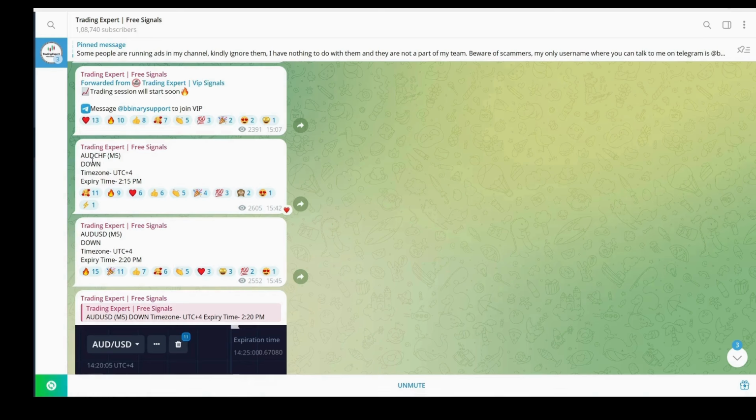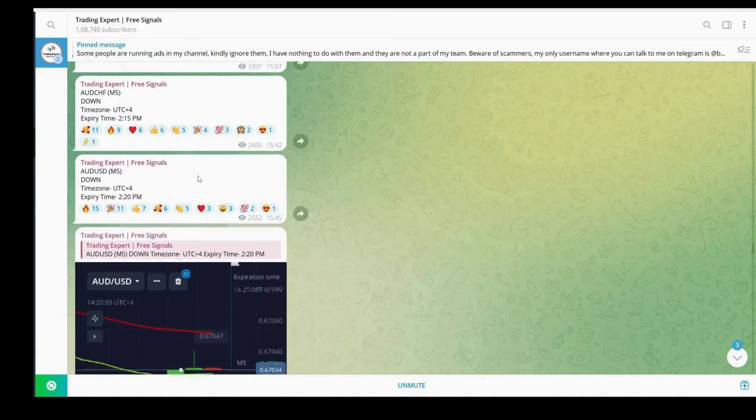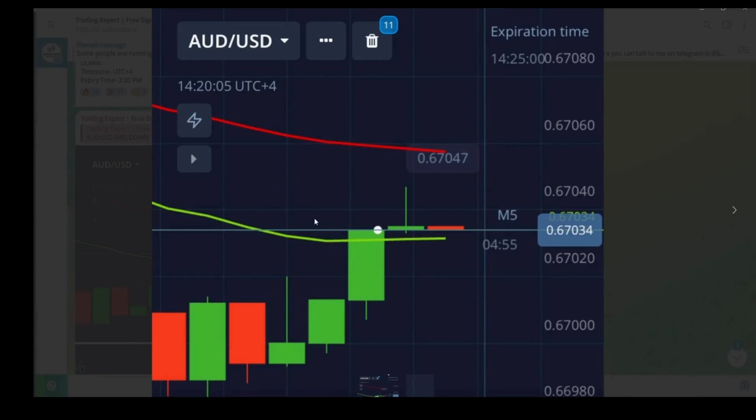Now, let's move on to the first trade, which we provided on AUDCHF for the downside move. This trade resulted in a loss, so let's move on to the next trade. The next trade was on AUDUSD for the downside move. Let me explain the logic behind this trade.